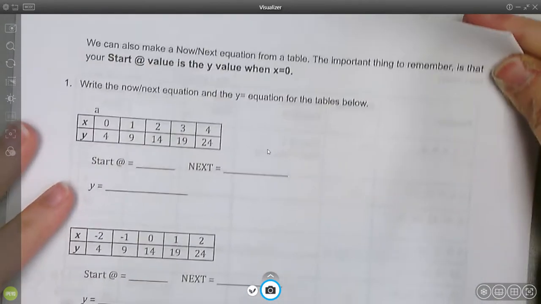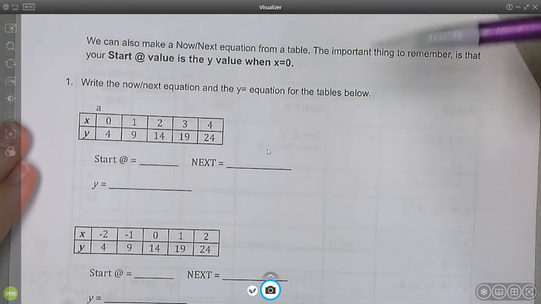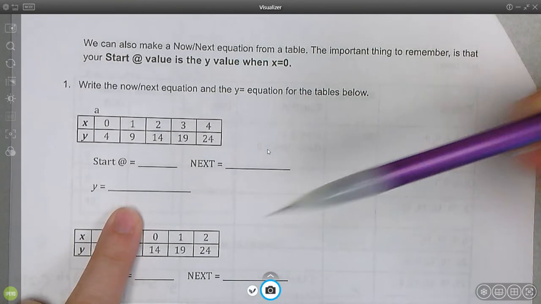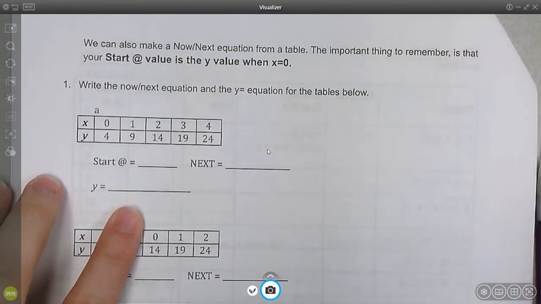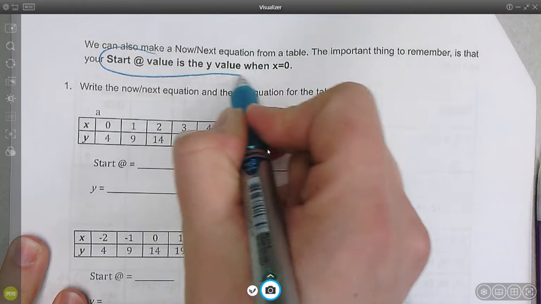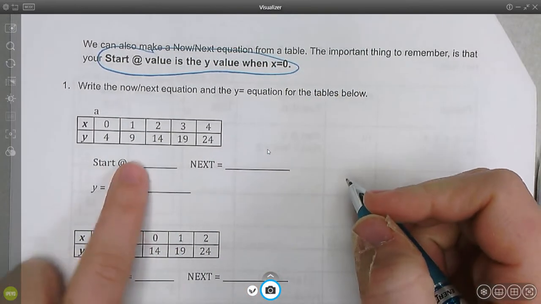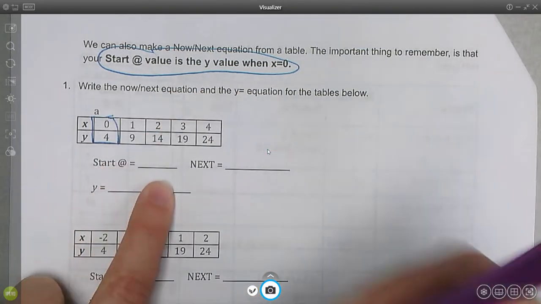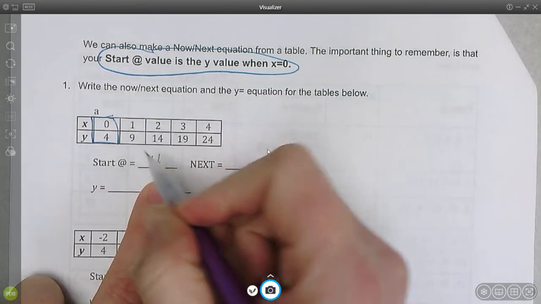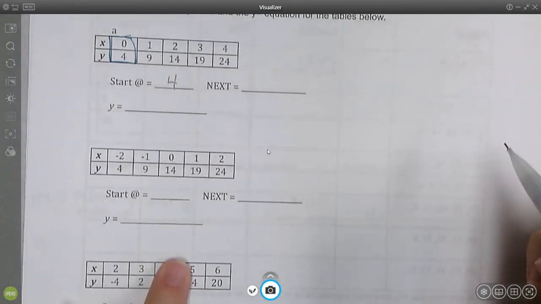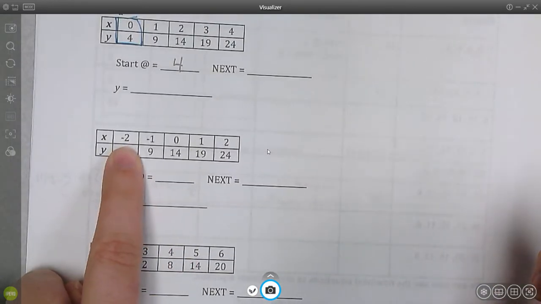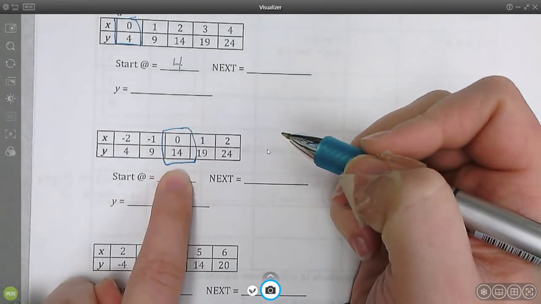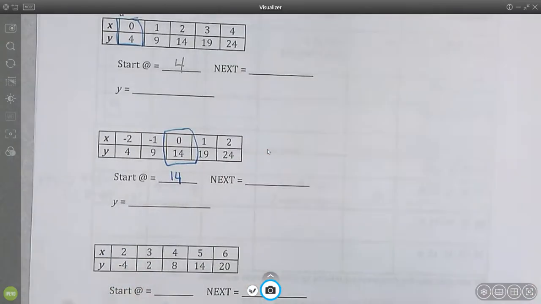Okay, so now you are given a table and you need to write a next equals now equation and your y equals equation. So this is the biggest thing you need to note. Your start at value is the y value when x is 0. So here, this one was nice for you. Your x is 0 here. So your start at is 4. And then you see what you're doing from there. This one, however, you're starting at negative 2. So you just make sure that you look at your table and see that your x is 0 here. So your start at value is actually 14.